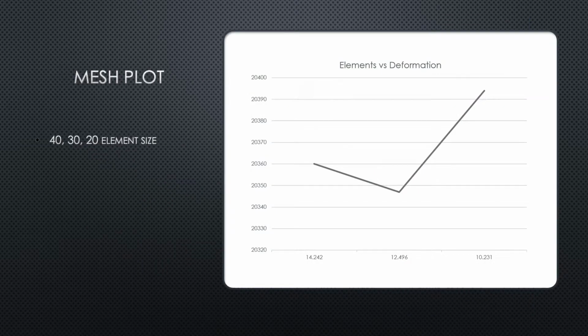Here is my mesh plot. So I did change the element size from 40 to 30 to 20. In the previous slide, I showed the number of elements and nodes in the 20 millimeter element size for the fuselage. You can see on the graph here that what I expected to see was a more linear plot, but as you can see, this was not the case.